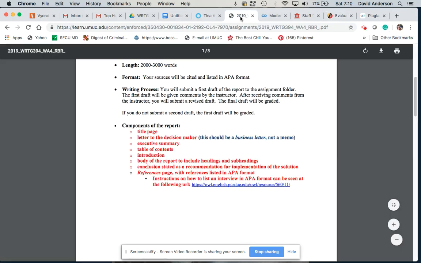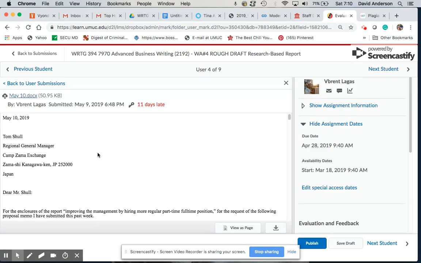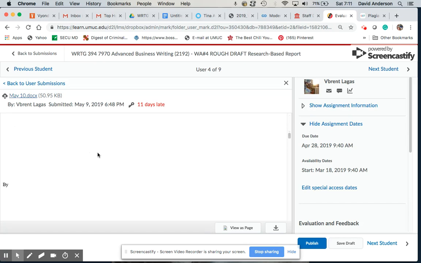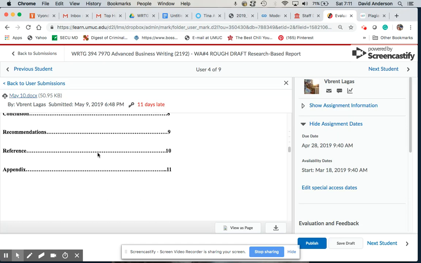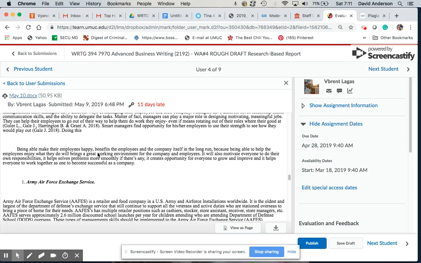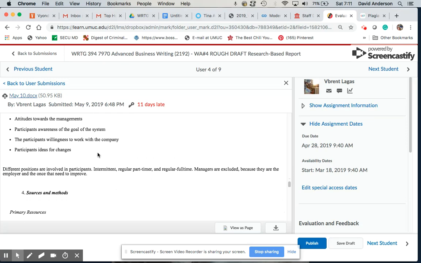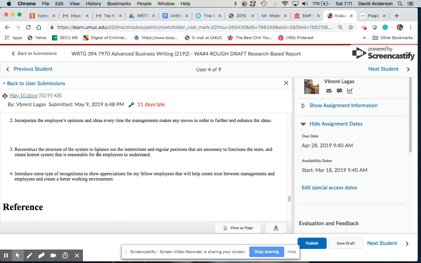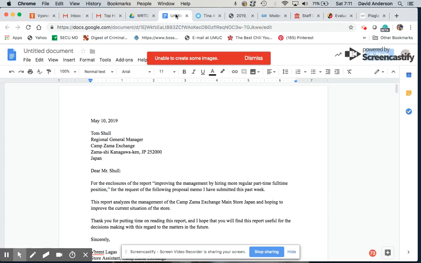So the first thing I want to do is take a look at these components: title page, letter to a decision maker, executive summary, table of contents, making certain that all of those items are there. So here's a memo. We'll talk about that in just a moment. And a title page, table of contents, executive summary, into the body of the report: purpose, scope, sources and methods, and conclusions and recommendations. Okay, so you do have all the components. Let's take a look at some of the nitty gritty, what things we might need to tighten up a bit.